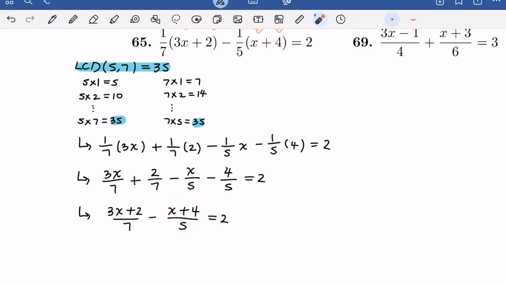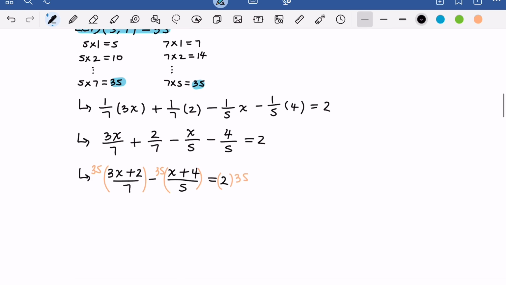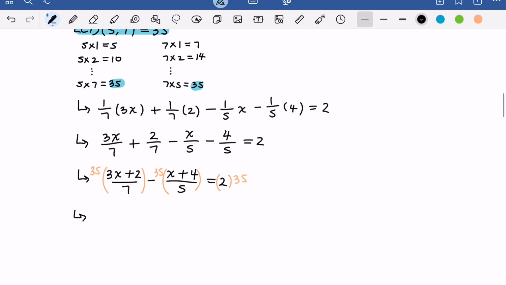All right, so from here, we can multiply everything by our least common denominator. We know that that's going to be 35. So we're multiplying everything by 35. When we do this, we're going to have 35 times 3x plus 2 over 7 for our first term. And then we're going to have 35 times x plus 4 over 5 for our second. And then on the right-hand side, we'll just have 70.